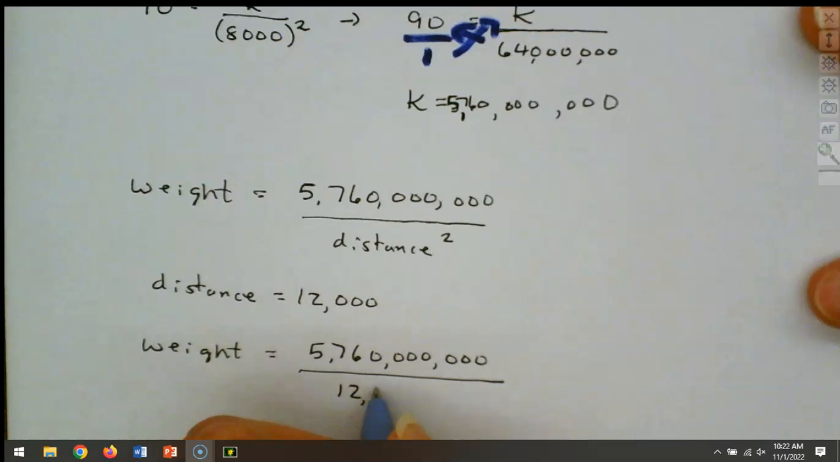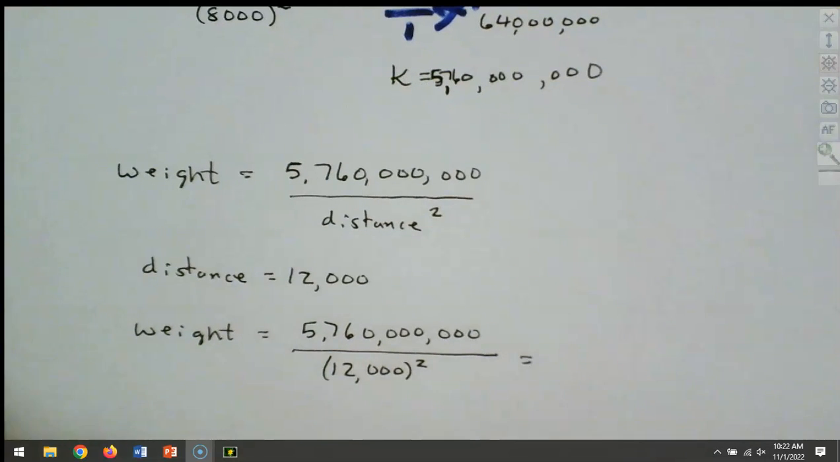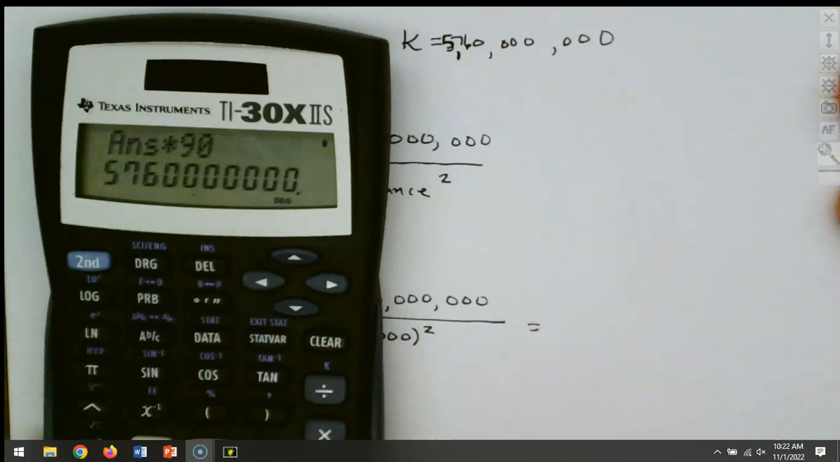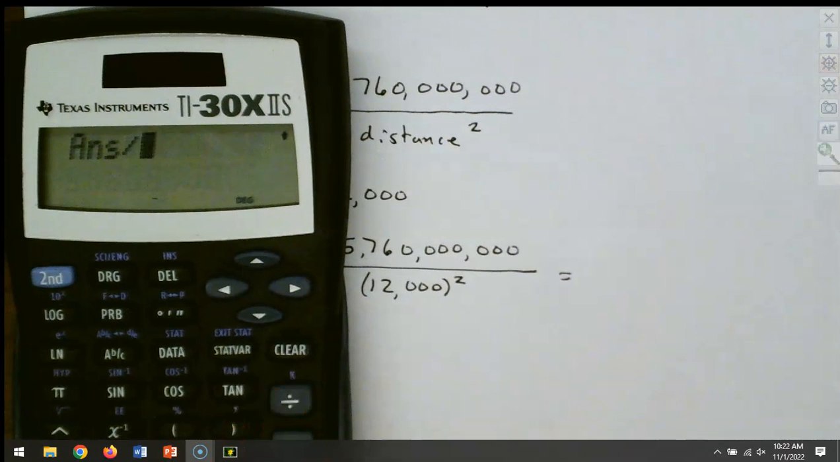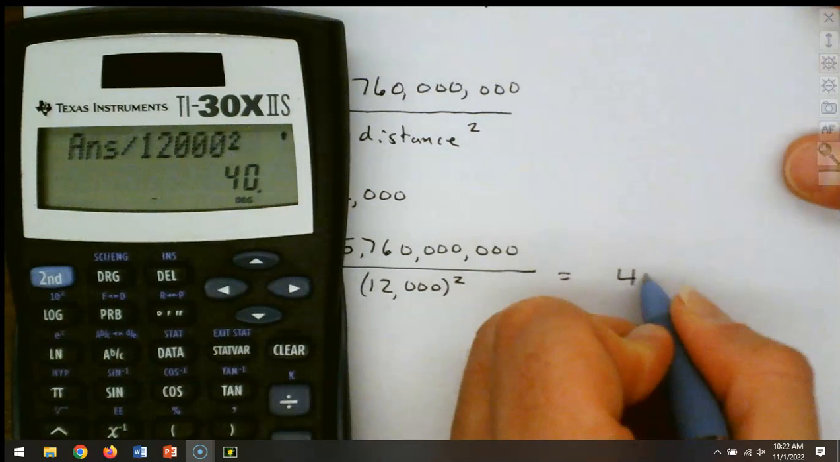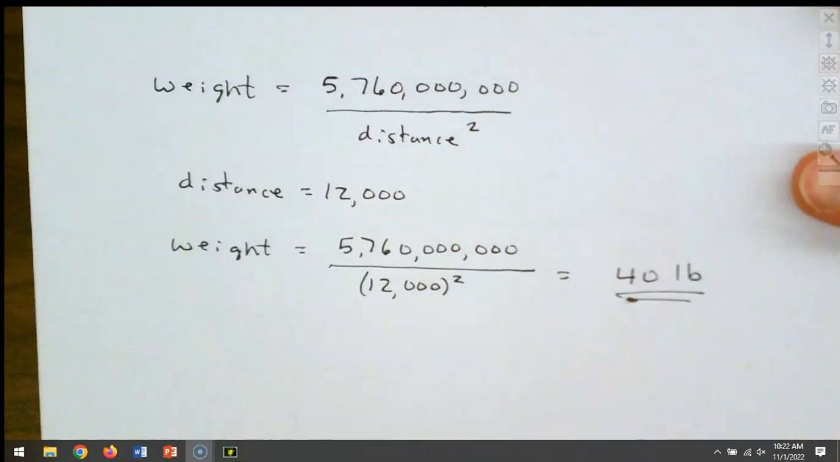And don't forget to square the 12,000. And I know the numbers are large, but you can use a calculator. And I've already got that in my calculator here. So that's what we had before. We're going to now divide that by our 12,000 squared. And that's going to give us our answer then of 40. And so that object will now weigh 40 pounds.